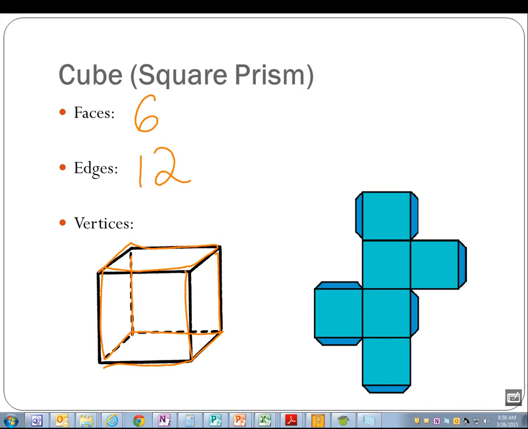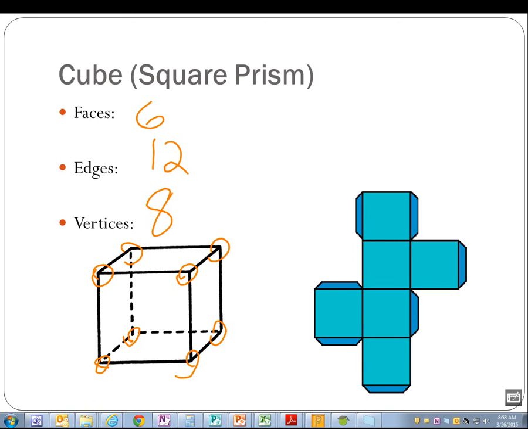Okay, then we have the vertices, and the vertices are going to be where they meet, which is going to be 1, 2, 3, 4, 5, 6. So there are 8 vertices. So vertices are where edges meet. Edges are where sides meet. Sides are where between edges, right? They're all related. They're all related.